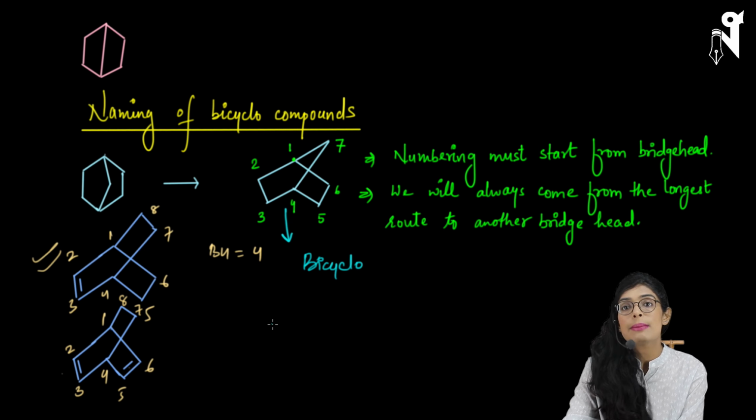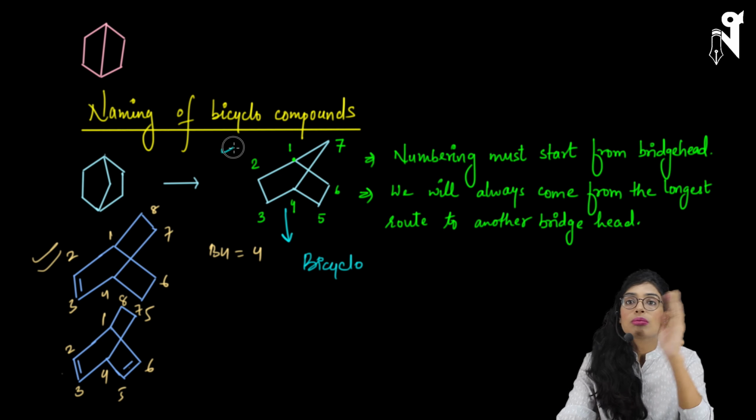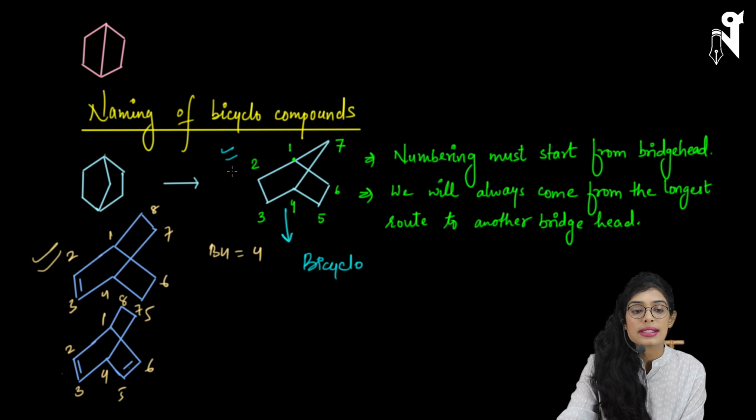So the total number of carbons in my compound is 7, the above carbon which we have taken. I'm not talking about the two separate rings. We are talking about the total number of carbons in the bicyclo compound. These are 7, and hence the name will be heptane.